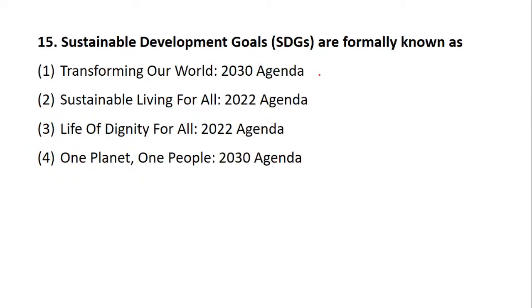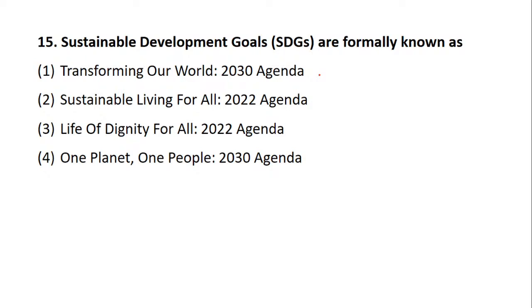Fine. Now, a bonus question. As I keep saying, out of 5 questions, one question is a bonus question. Sustainable development goals are formally known as what? We have done this many times in theory and in practice MCQs, so you should be able to tell it correctly. Sustainable goals are formally called what? Transforming the world, sustainable living, life of dignity, one planet, one people?